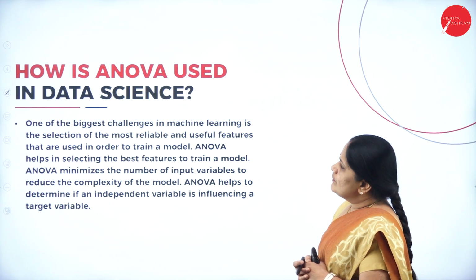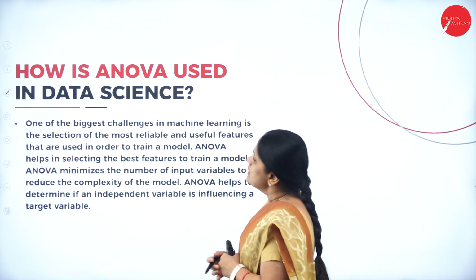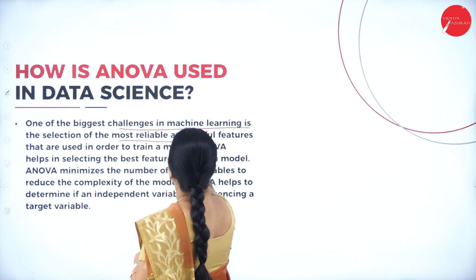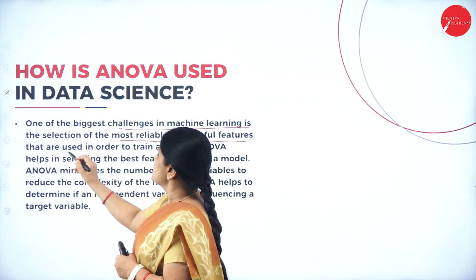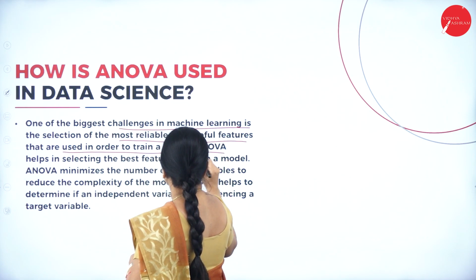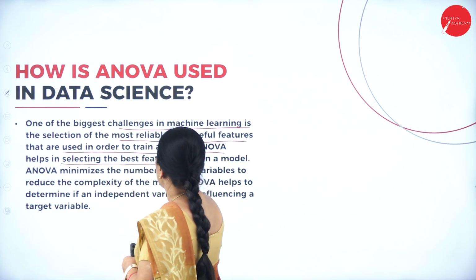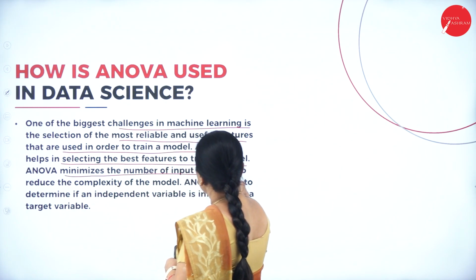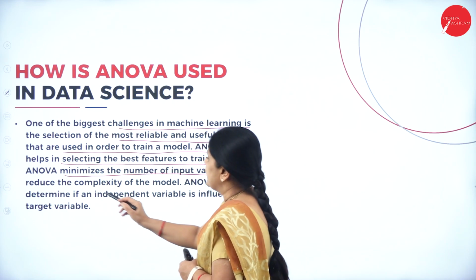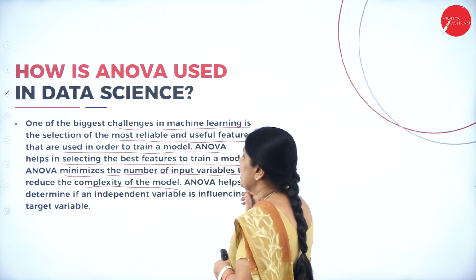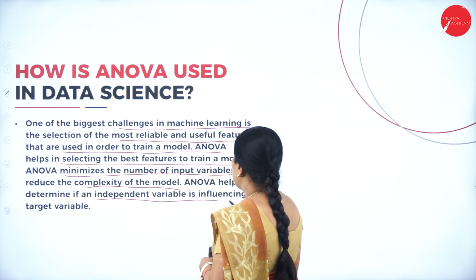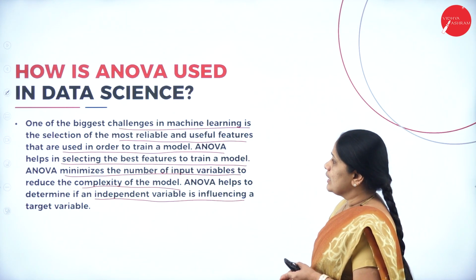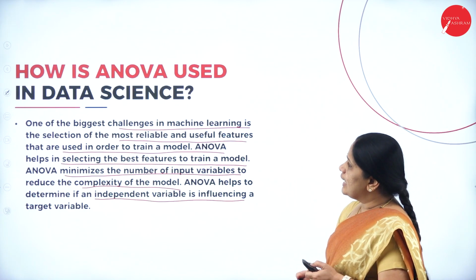Then, how is ANOVA used in data science? One of the biggest challenges in machine learning is the selection of the most reliable and useful features that are used in order to train a model. ANOVA helps in selecting the best features to train a model. It minimizes the number of input variables to reduce the complexity of the model, and it helps to determine if an independent variable is influencing a target variable. So, in this way, ANOVA will help us.